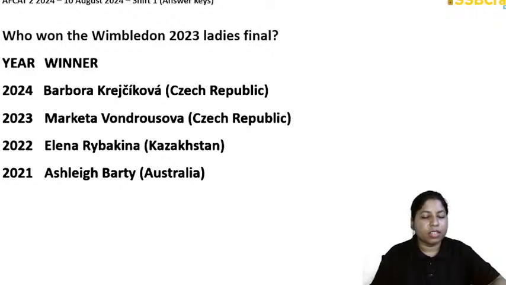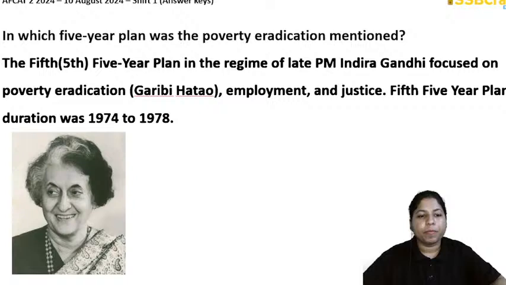All right. So moving ahead to the next question, in which 5-year plan was the poverty eradication mentioned? So yes, 5-year जो प्लान होते हैं, तो कौन सा 5-year प्लान था जिसमें पावर्टी, गरीबी को हटाने के लिए पावर्टी इराडिकेशन को मेंशन किया गया? So the 5th 5-year plan in the regime of late PM इंदिरा गांधी focused on poverty eradication, गरीबी हटाओ. ठीक है, एम्प्लॉयमेंट के बारे में और जस्टिस के बारे में. ठीक है.